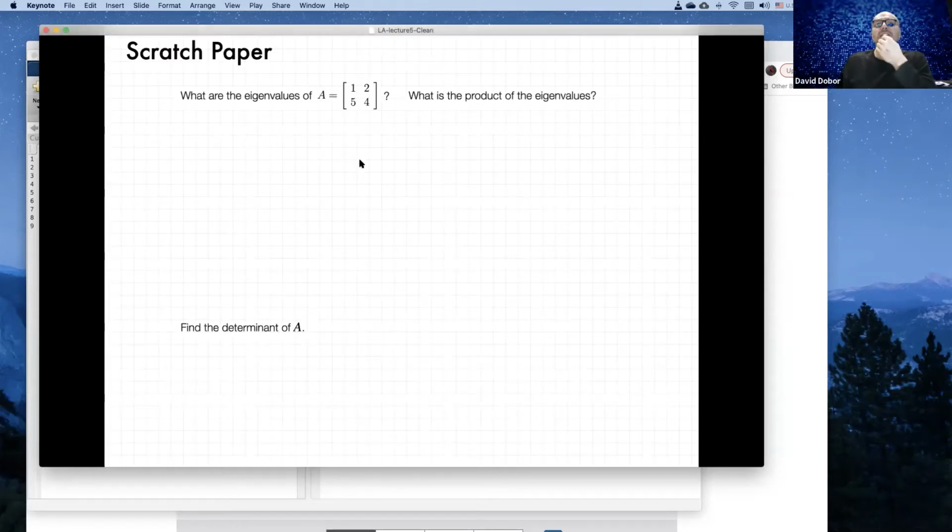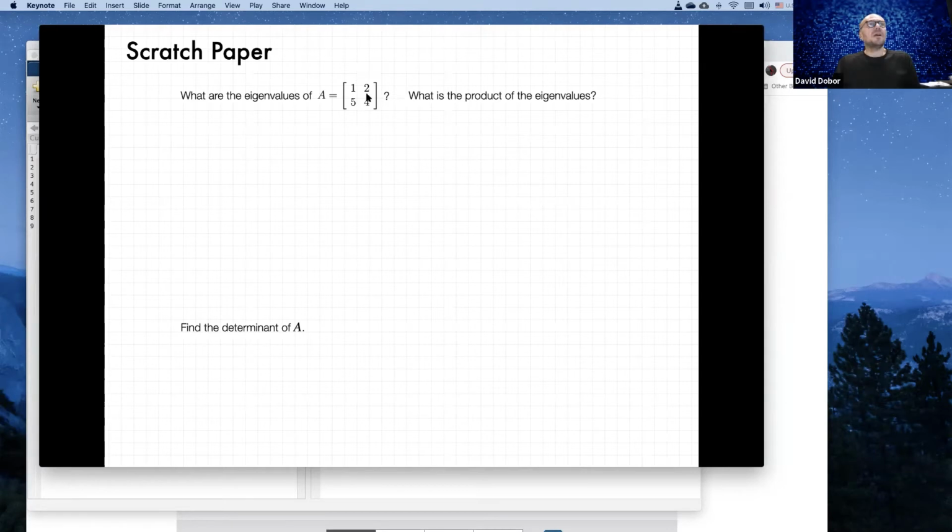Okay, so what's the product of the eigenvalues of these? Just to check, it is asking me to find the determinant of A. The determinant is going to be 1 times 4 minus, we can do it without writing it down, 1 times 4 minus 5 times 2, right? So 4 minus 10, that's going to be minus 6.